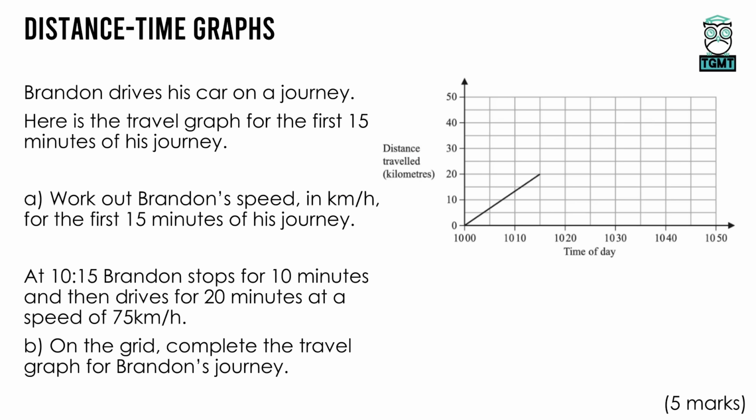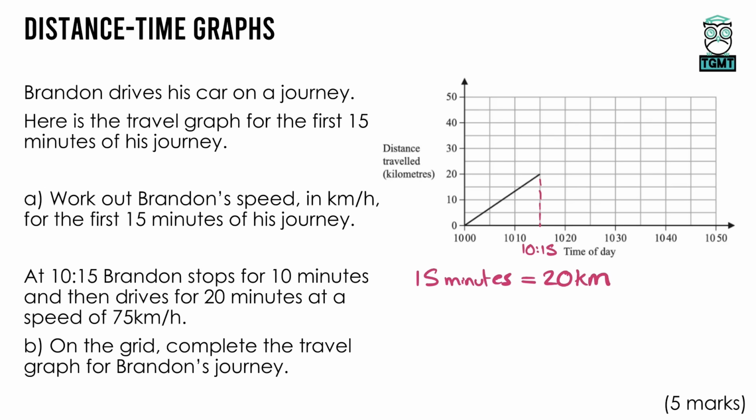So look at a distance time graph. It says here Brandon drives his car on a journey. Here is the travel graph for the first 15 minutes. Work out Brandon's speed in kilometers per hour for the first 15 minutes. Now, it might be that you want to use your speed distance time formula. However, you might not necessarily need to. It's already told us that this is 15 minutes, and we can see that it's between 10:10 and 10:20. So that particular journey is 15 minutes. So it's taken him 15 minutes to go 20 kilometres.